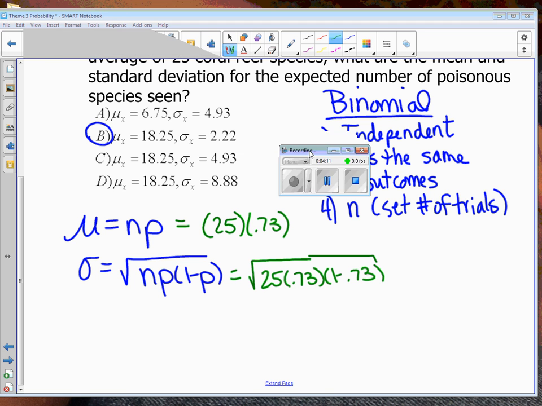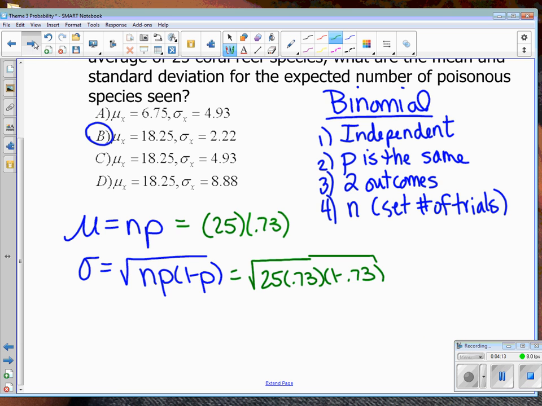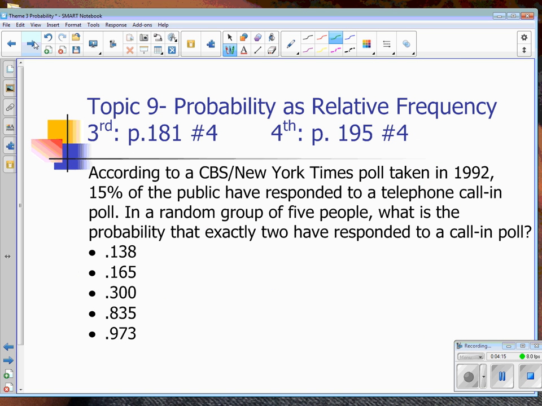Good. All right, next question. We're talking about the poll in 1992. It says that 15% of the public has responded to a telephone call-in poll. And by the way, what kind of bias does that have? Voluntary response bias, because you are making them volunteer to call in. In a random group of 5 people, what is the probability that exactly 2 have responded to a call-in poll?